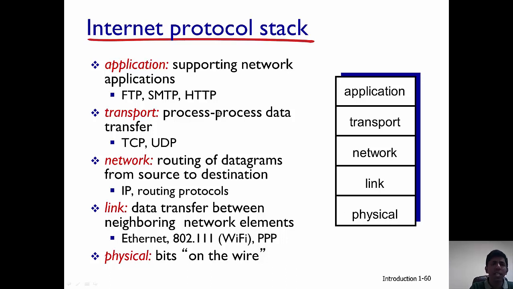Now, what does the application layer do? The application layer supports different kinds of network applications. Some of the network applications that we'll study in the next chapter are FTP, SMTP, and HTTP. And then what's the goal of the transport layer? The goal of the transport layer is to transfer data between processes. And then the network layer takes care of forwarding and routing the data from the source to the destination. The data link layer takes care of transferring data between neighboring elements of a network. And the physical layer is actually the physical bits onto the wire.